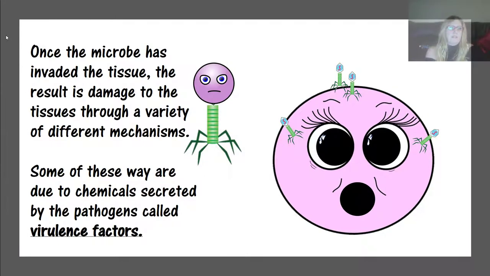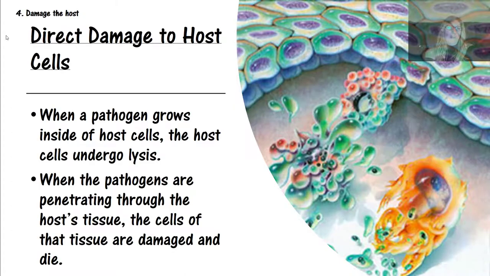Once the microbe has invaded the tissue, the result is damage to the tissues through a variety of different mechanisms. And we have direct damage to host cells. When a pathogen grows inside of host cells, the host cells undergo lysis. When the pathogens are penetrating through the host tissues, the cells of that tissue are damaged and die, like shown here.